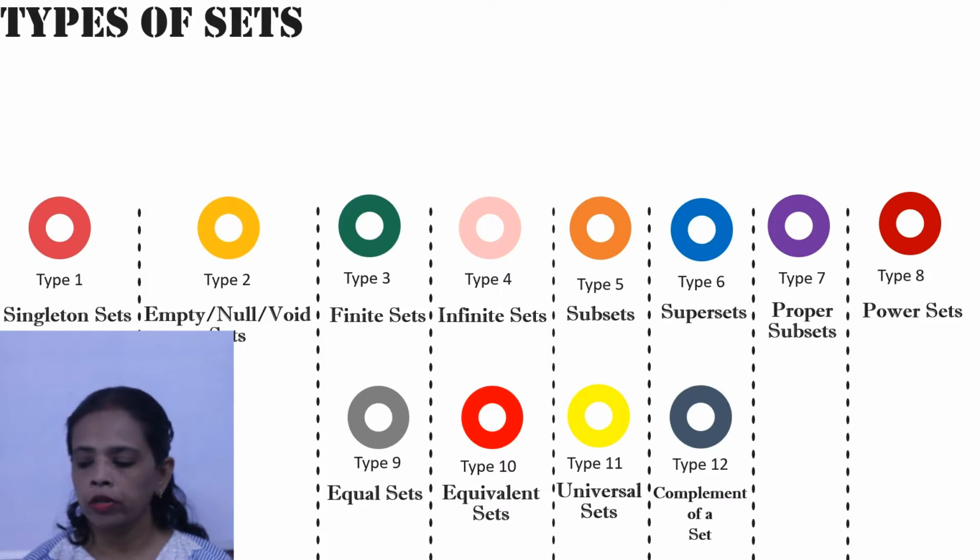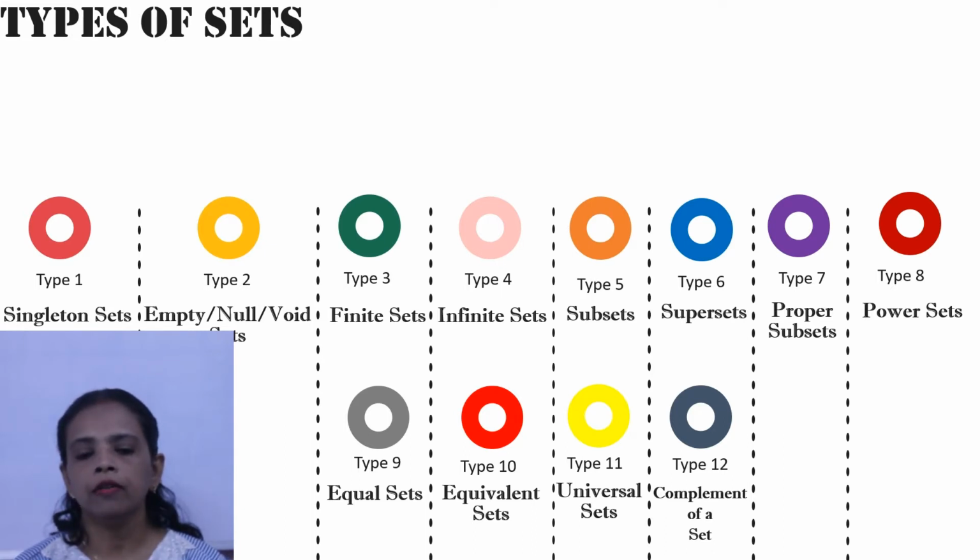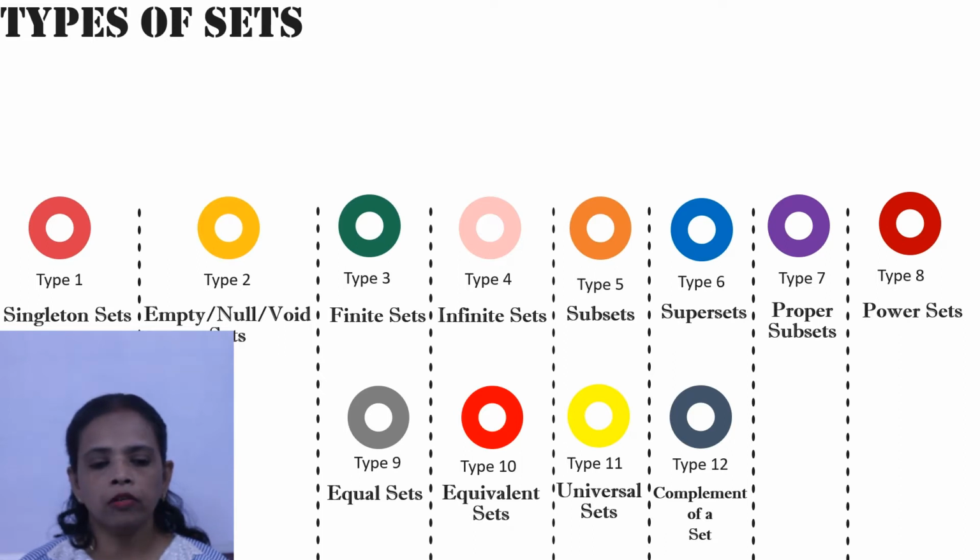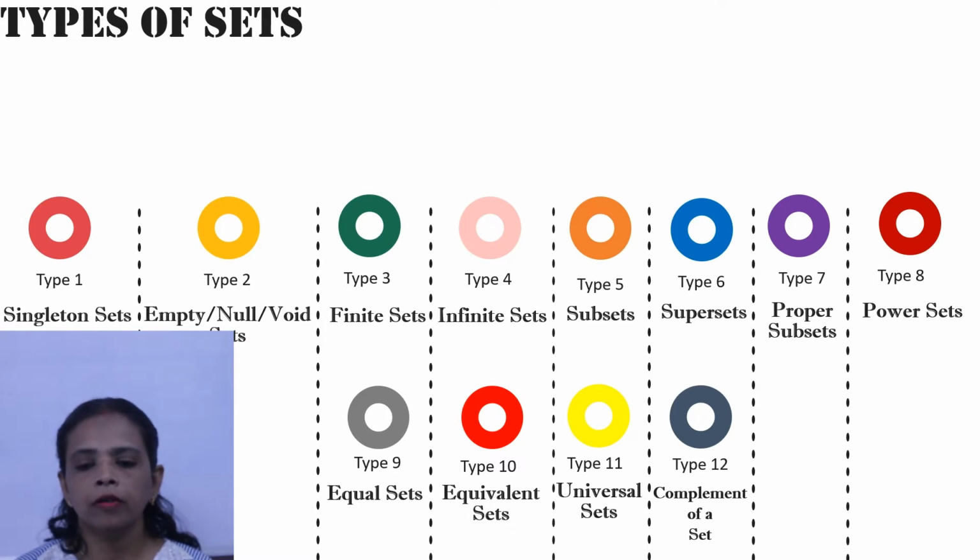Now we will discuss types of sets. There are many types of sets, of which I will discuss 12 most important ones. The sets are: singleton set, empty, null or void set, finite set, infinite set, subsets, supersets, proper subsets, power sets, equal sets, equivalent sets, universal sets, and complement of a set. Now let's discuss them one by one.